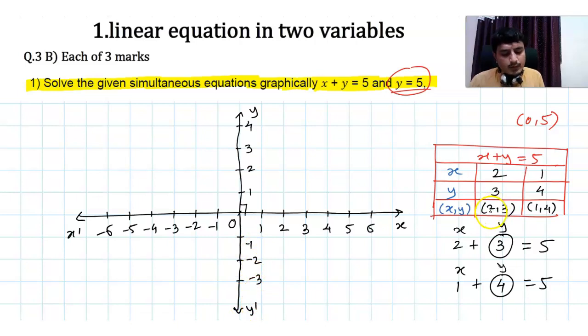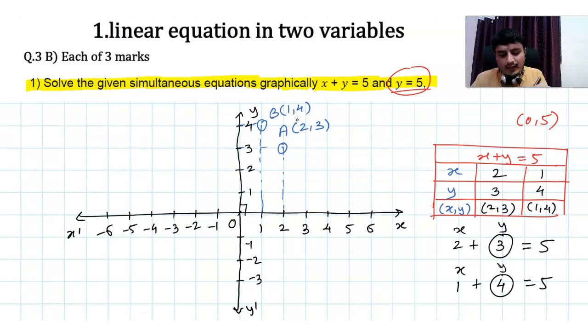Now our first point is (2, 3). So 2 from the x-axis and 3 from the y-axis. The point of intersection, we assume it as a point A, having the coordinates (2, 3). Now look at the next coordinate. We have (1, 4): 1 from the x-axis and 4 from the y-axis. The point of intersection of them, we assume as point B, (1, 4).